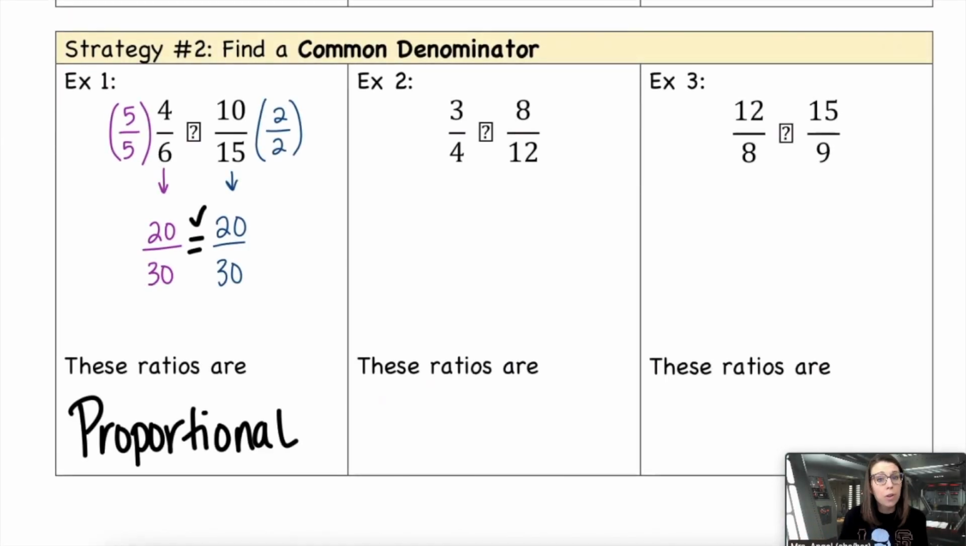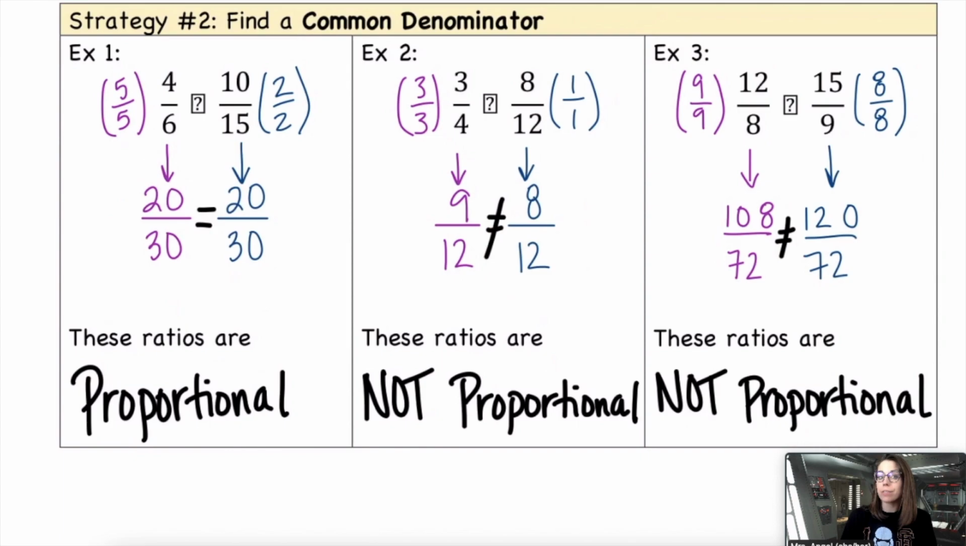Since I know you've found common denominators before, why don't you go ahead and do example 2 and example 3 on your own now? How'd you do? For example 2, I found a common denominator of 12, and 9 to 12 is definitely not equal to 8 to 12. So these were not proportional. In example 3, I found a common denominator of 72, and 108 to 72 is definitely not equal to 120 to 72. Therefore, again, these ratios are not proportional.